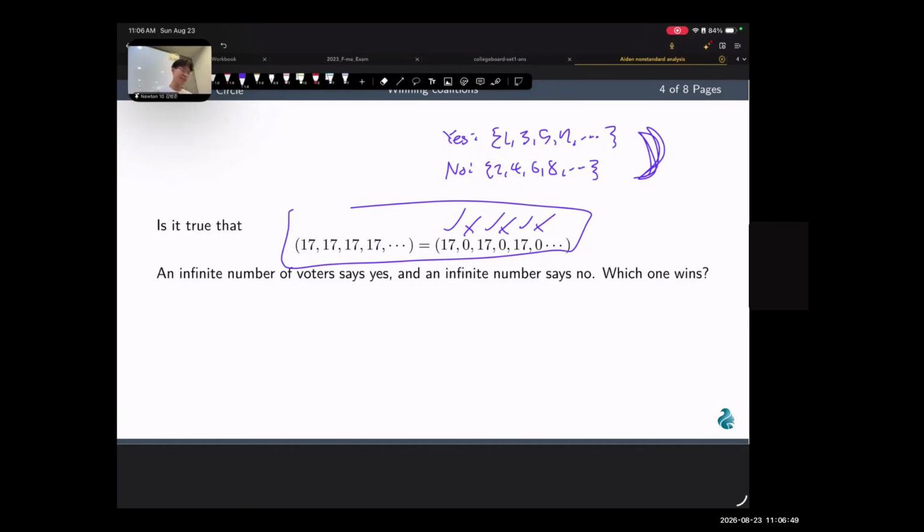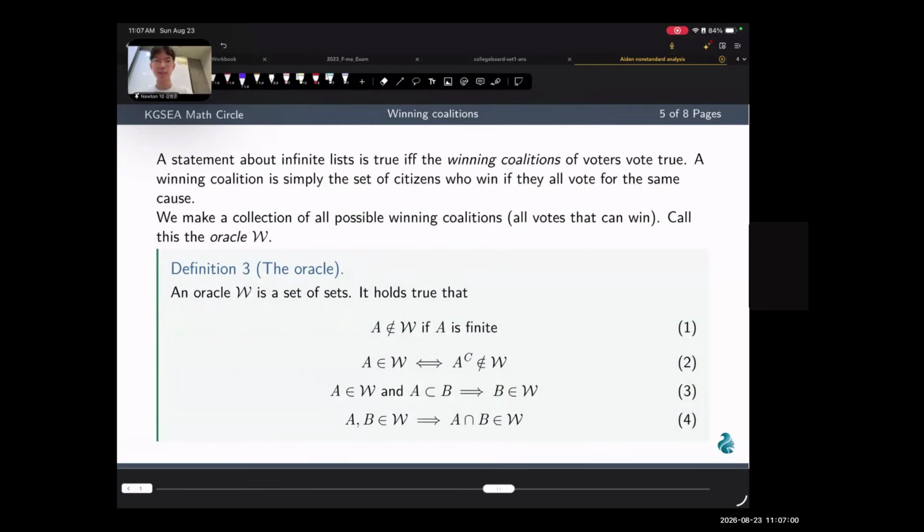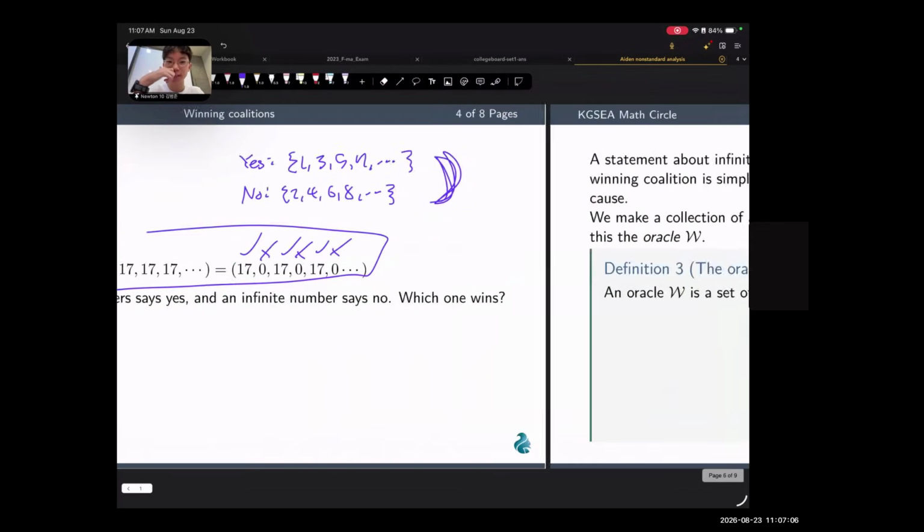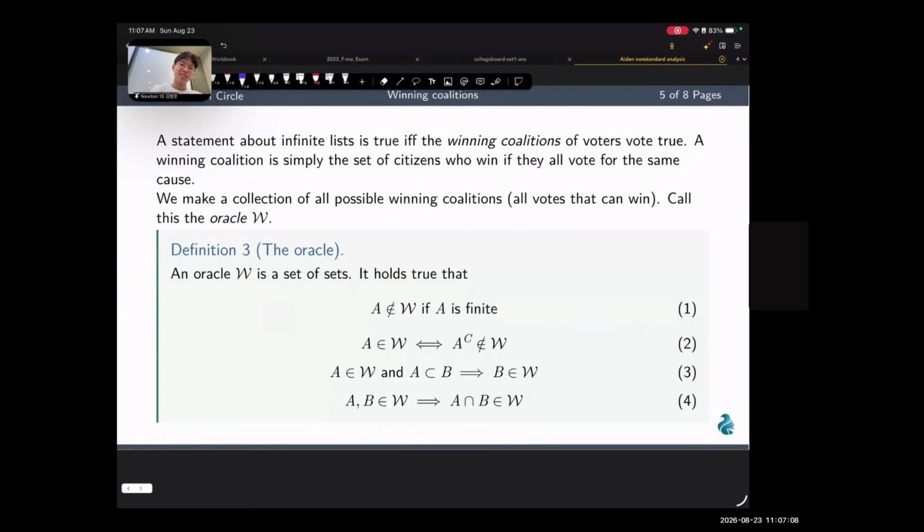So the answer here is, we don't really know, but God is going to tell us the answer. That is literally what we are going to do. We're going to ask God what the answer is. We're going to consult the oracle, you know, the oracle at the Greek temples. We're going to ask God whether this is true or false. Okay, so we're going to redefine what it means to win a vote.